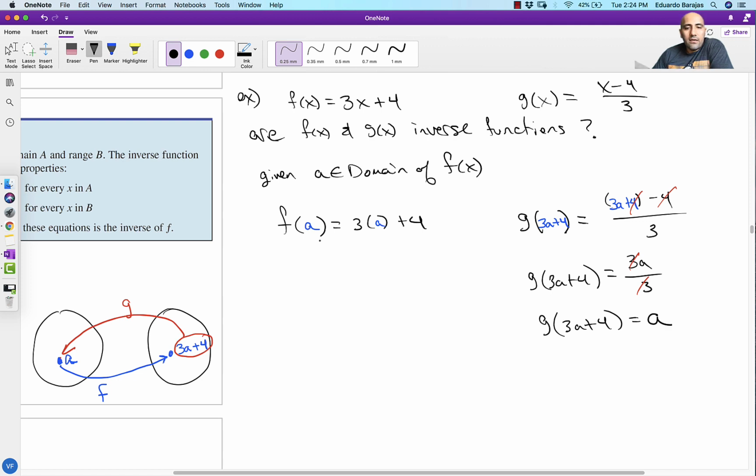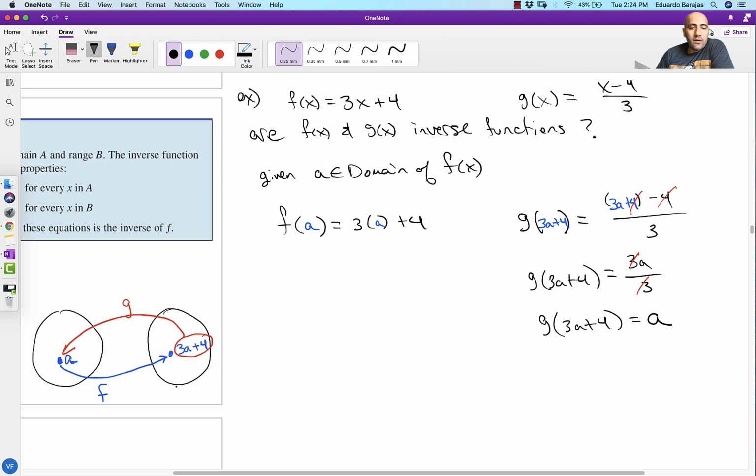So I started at a. The output was 3a plus 4. Then I took that entire output and plugged it into the g function. Under the g instructions, whatever the input is, I subtract 4 and divide by 3. Those instructions will undo these instructions and bring me back to a. So I'm halfway there. Now I want to go backwards.